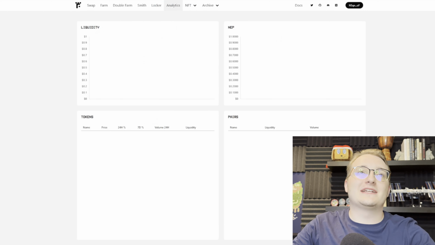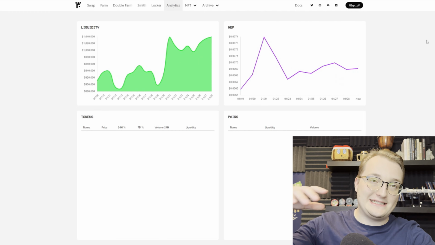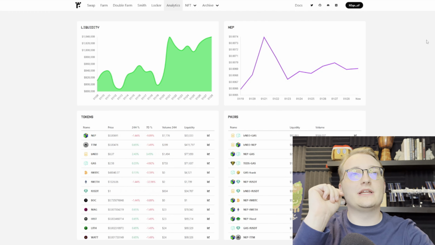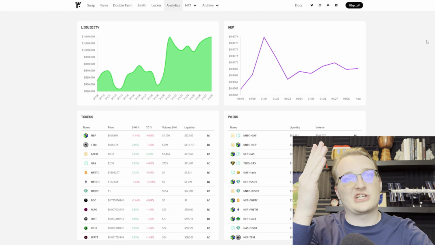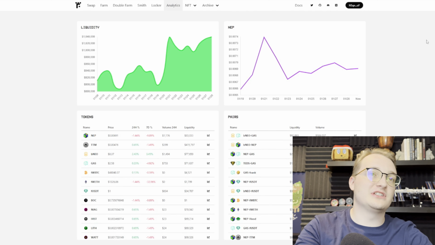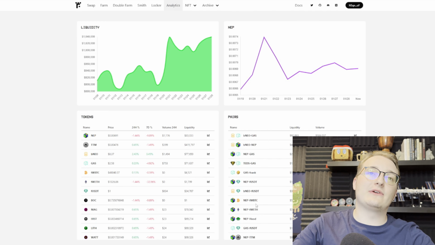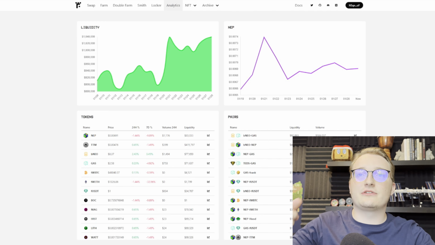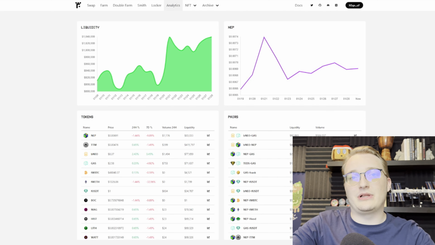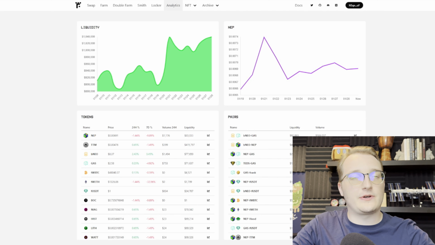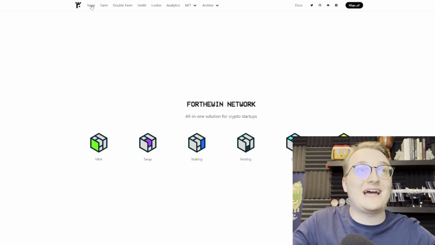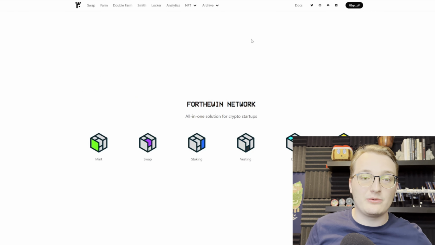Here they have the analytics of the platform. As it loads, you can see the current liquidity. There's about 1 million sitting in liquidity right now. You can check the current price of the NEP token. You can see all the tokens being traded right now here, as well as the current liquidity and volume currently trading on the swap platform. So all your analytics friends, send them here. Long story short, the docs are here. Any other social links are here, but that is the For the Win network.